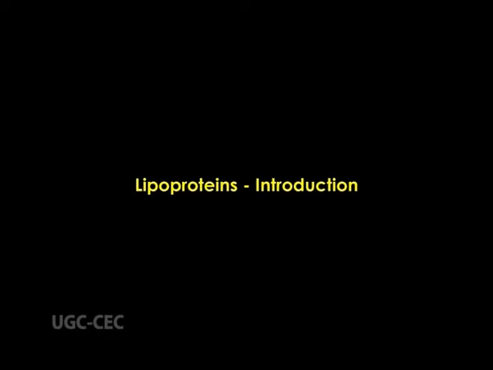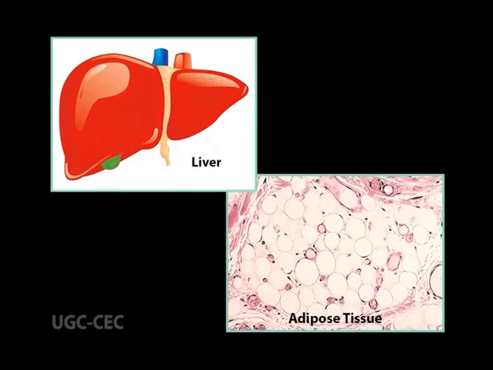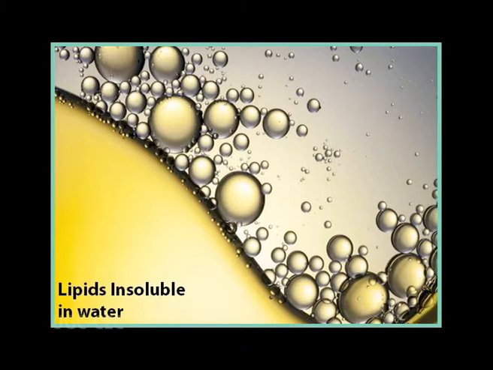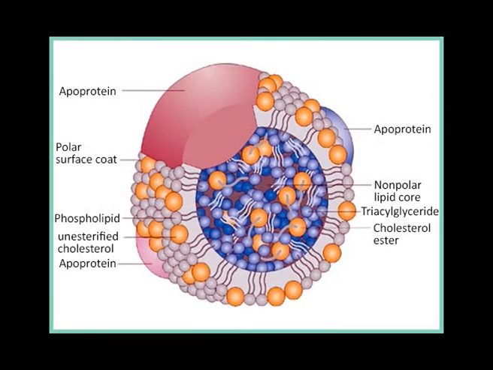To begin with, let me give you a brief introduction of lipoproteins. Fats absorbed from the diet and lipids synthesized by the liver and adipose tissue must be transported between the various tissues and organs for utilization and storage. Since lipids are insoluble in water, the problem of how to transport them in aqueous blood plasma is solved by associating nonpolar lipids with amphipathic lipids and proteins to make water-miscible lipoproteins.